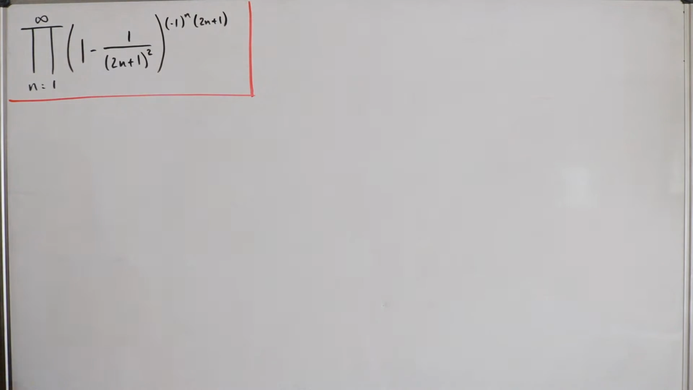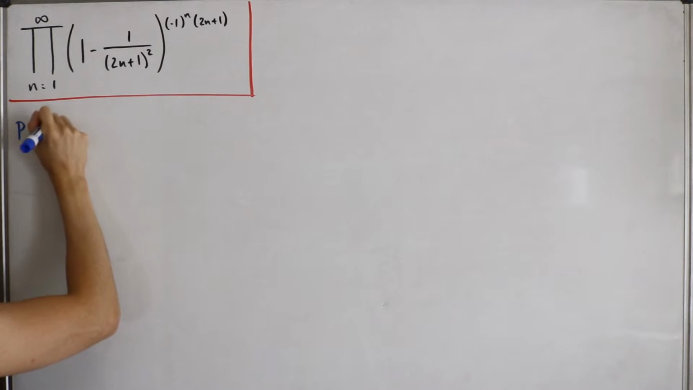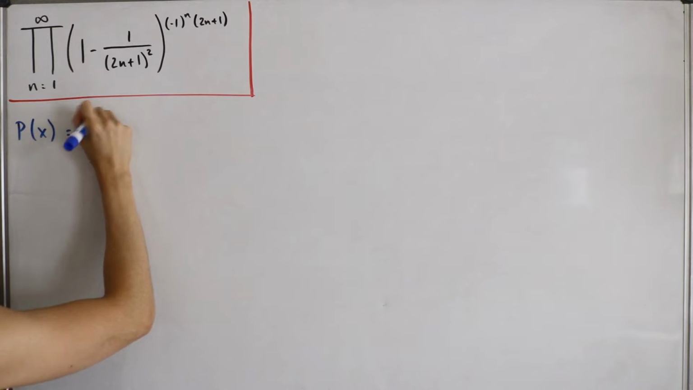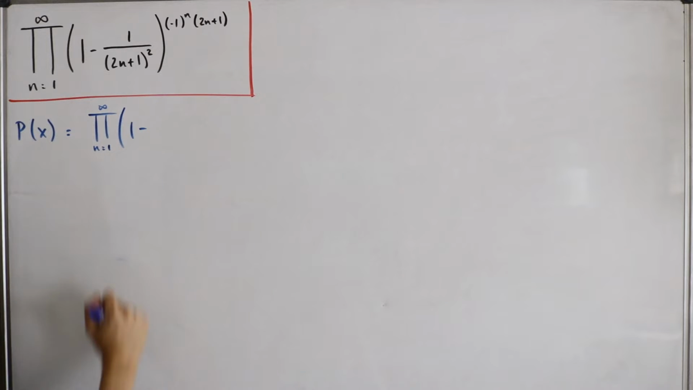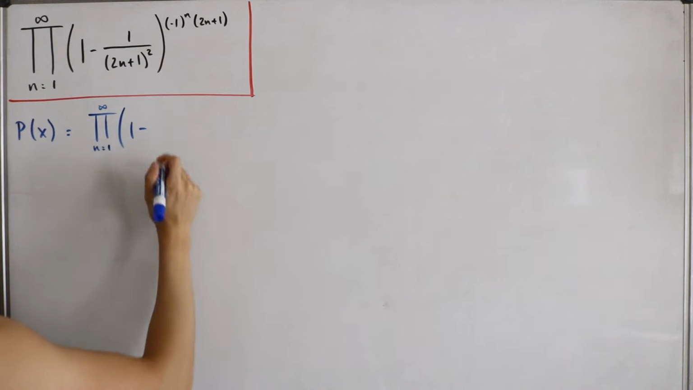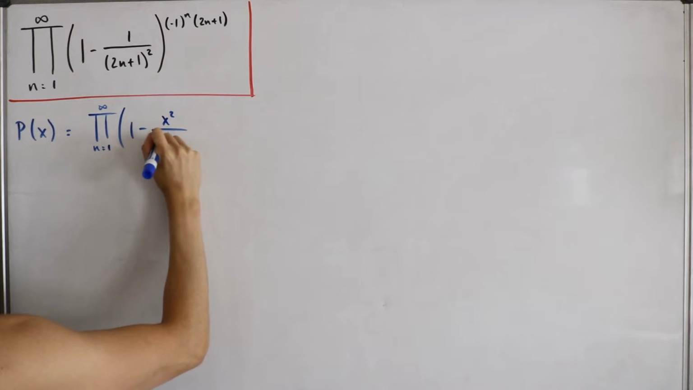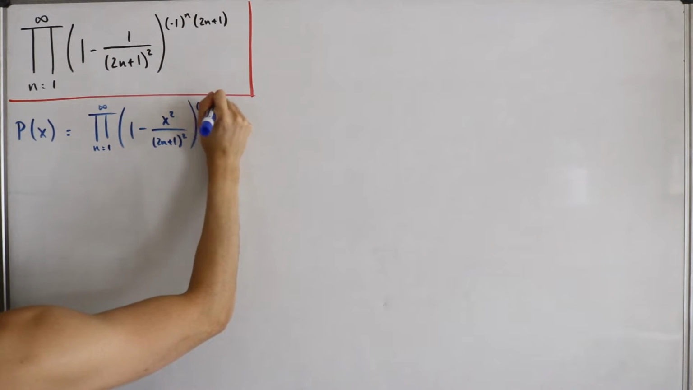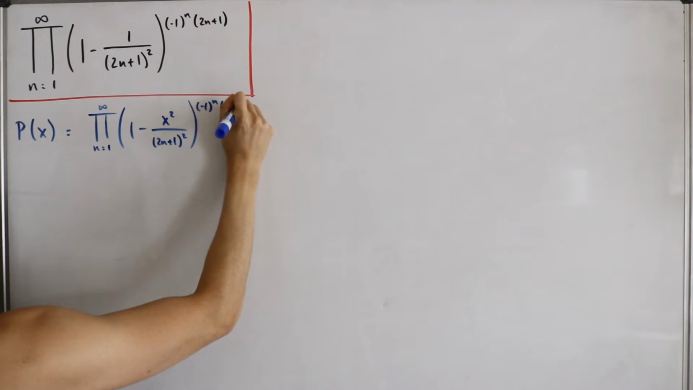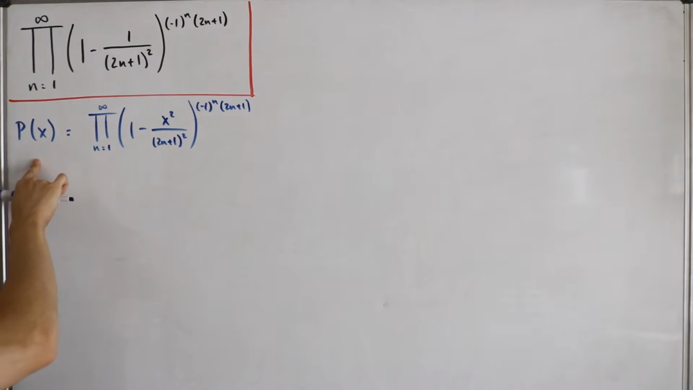As I mentioned, first step, we're going to call a function. Let's just call this p of x, for example. We're going to let that be equal to this infinite product series. So product from n is equal to 1 to infinity of 1 subtract, instead of 1, we're going to let this be x squared divided by (2n plus 1) quantity squared. And then the same thing applies to the rest, -1 to the power n multiplied by 2n plus 1. As you notice, if I just plug x is equal to 1, p of 1 is exactly the product that we are trying to evaluate.